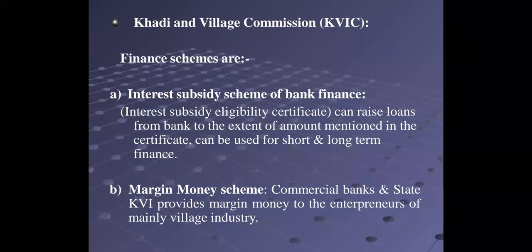Then similarly, there is the margin money scheme. Commercial banks and state KVIC provide margin money to entrepreneurs, mainly for village industries. Okay, they provide margin money. It means these entrepreneurs can pay some margin money to the commercial bank, and then they can take some lump sum amount of loan from the banks also.